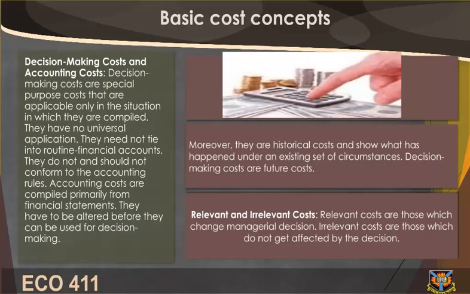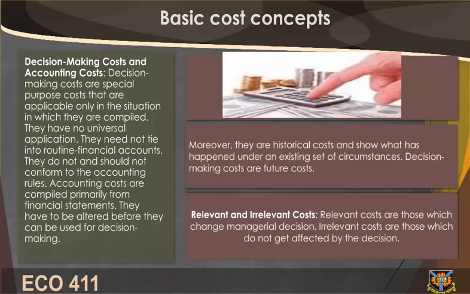Decision-making costs and accounting costs. Decision-making costs are special purpose costs that are applicable only to the situation in which they are compiled. They have no universal application. They need not tie into routine financial accounts. They do not and should not conform to the accounting rules.